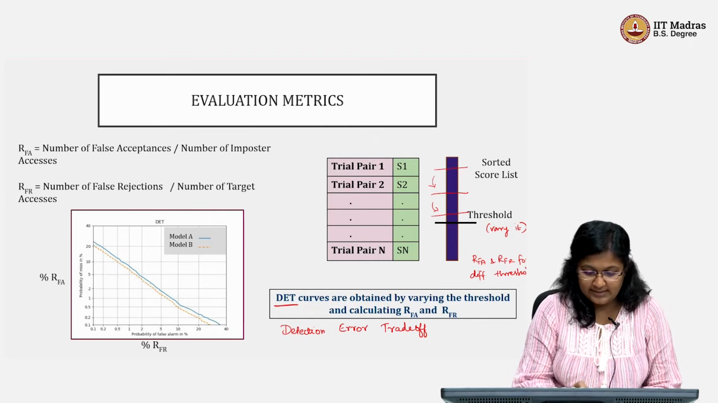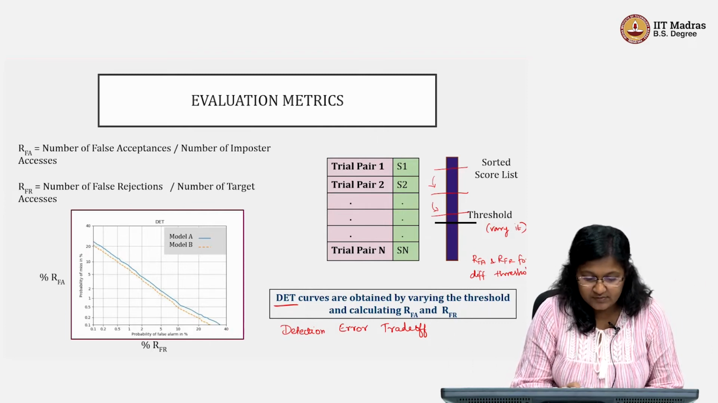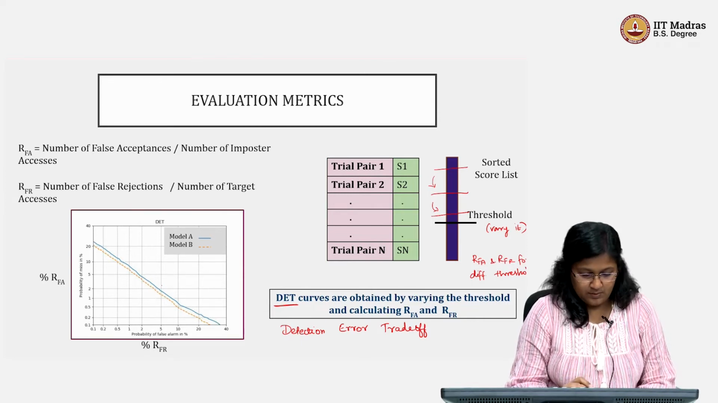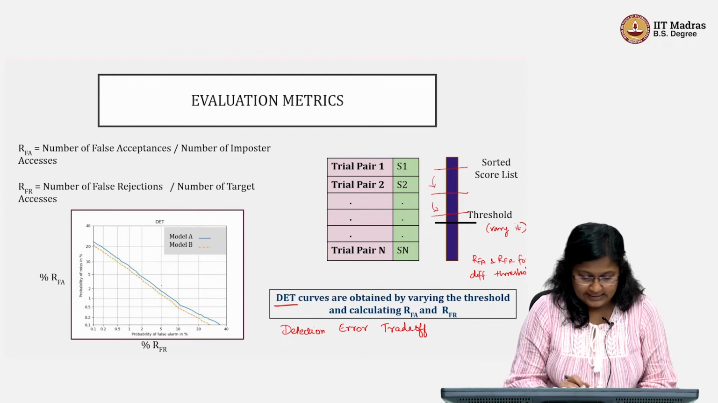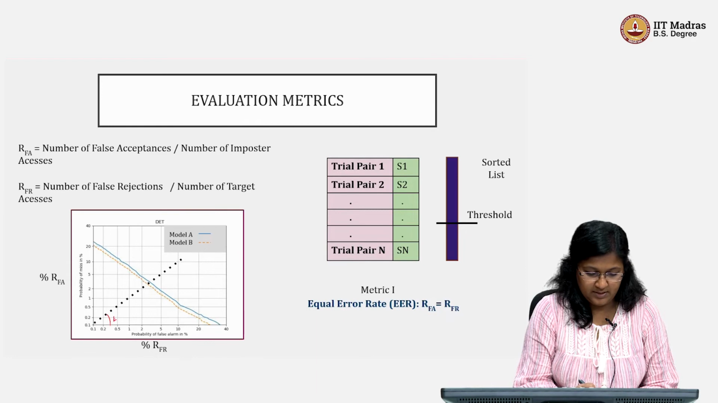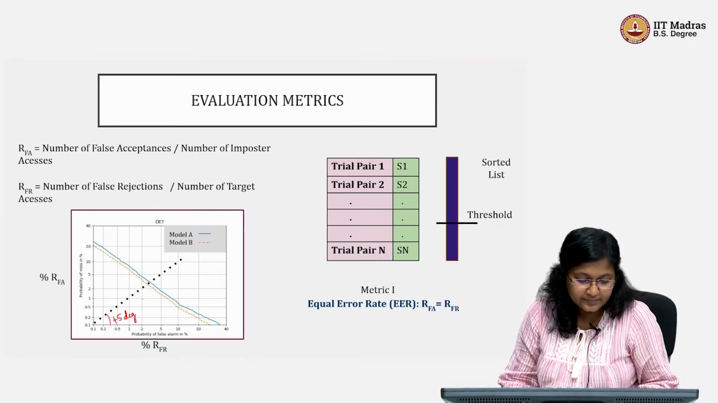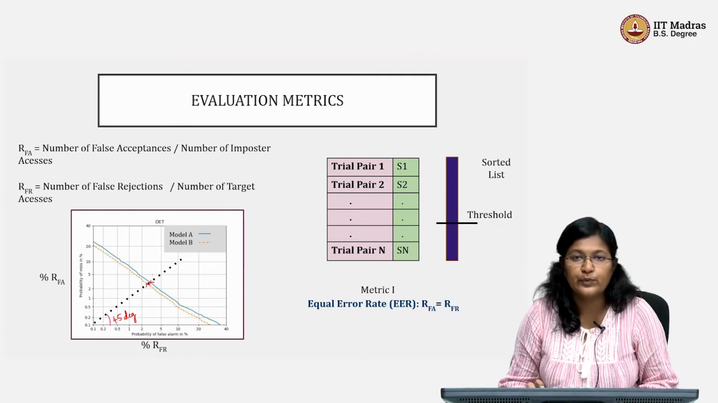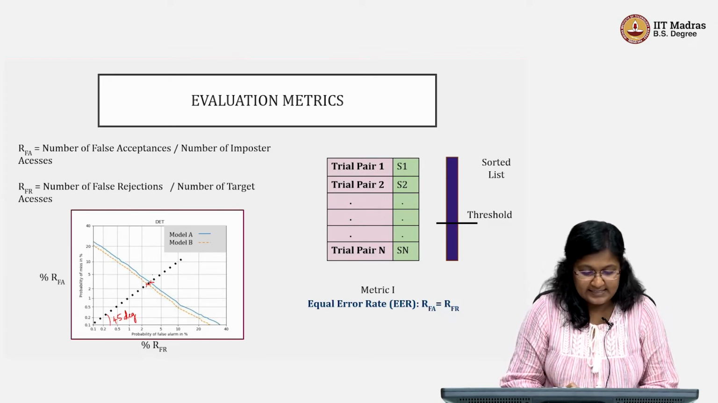So this is how the traces are, and I have given the curves for two different models, model A and model B. The blue line corresponds to model A and the orange line corresponds to model B. To this DET curve, you draw a 45-degree line, and you see where it crosses these curves. So you get 2 points. Whichever has a low value, that model is better.